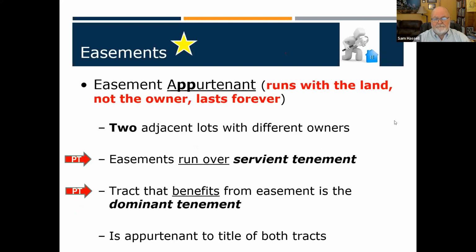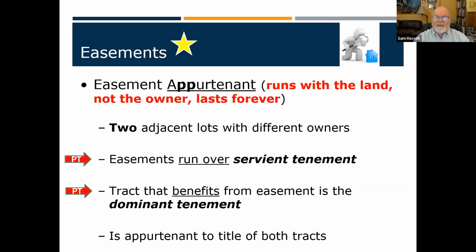So we give them an easement so that they can come and do just that. All right, now, an easement appurtenant runs with the land and not with the owner. So when you sell it, it does last forever until we get it taken out. Now, these easements that are appurtenant must be recorded. And that's the key part there.